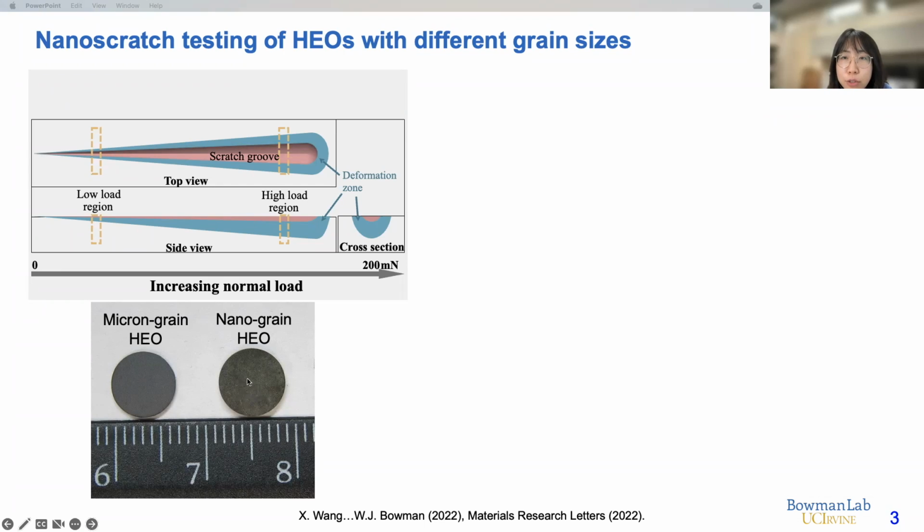A typical nano-scratch test involves penetrating a sample surface using a conical diamond nano indenter, followed by moving the indenter across the sample surface with a linearly increased downward penetration force, from 0 on the left to about 200 micronewton on the right, as described in this schematic. It results in a controlled region of penetration, which is called the scratch groove, and surrounding it a very localized area of failure and plastic deformation zone.